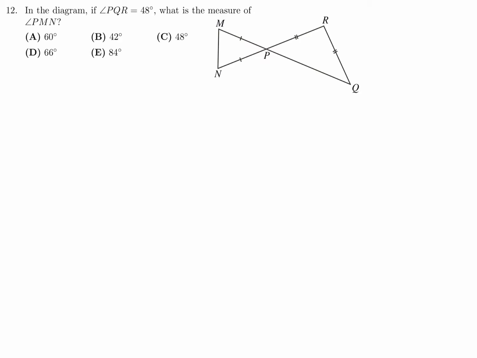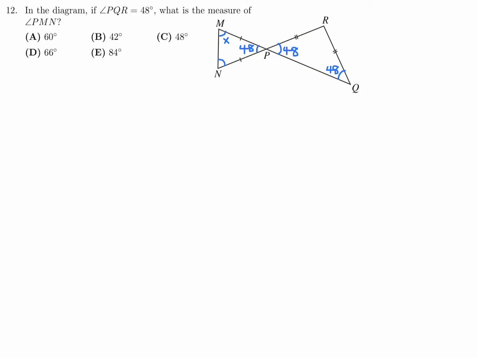In the diagram, angle PQR is 48. What is the measure of angle PMN? PQR, this angle, is 48. Now, this means that it is the same. So that's an isosceles triangle, and therefore this angle will also be 48. Okay? Now this angle, because it's an opposite angle, will also be 48. That symbol indicates that those two sides are identical, and therefore that is an isosceles triangle. Therefore this angle and this angle are the same.